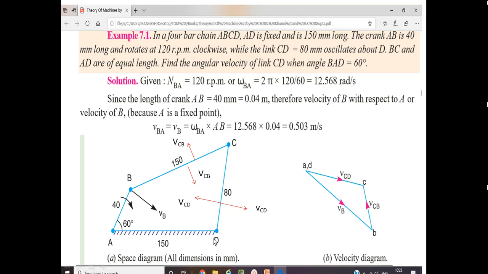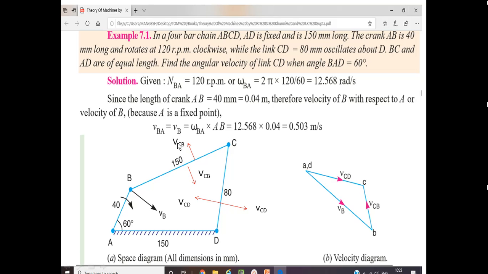Now we have to draw the velocity diagram. Before drawing a velocity diagram, one more time we have to consider a scale. For the space diagram, the scale was 1 centimeter equal to 20 mm. Now the scale will be 1 centimeter equal to some meters per second, because we are drawing the velocity diagram. So the right-hand side of our scale will be in terms of meters per second.